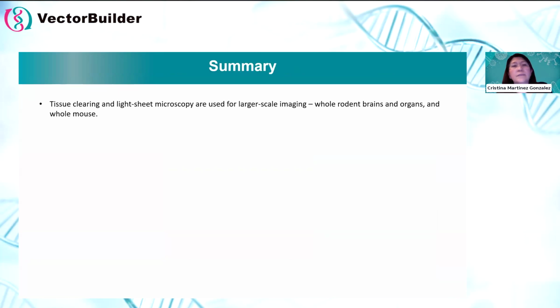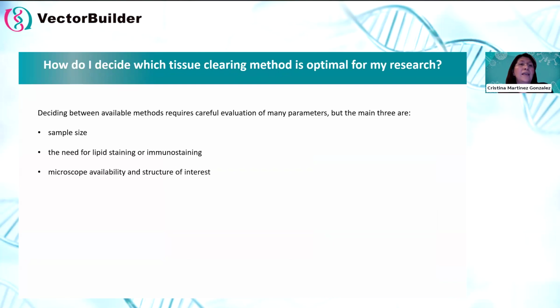So in summary, tissue clearing and light sheet microscopy is helpful for imaging large-scale structures such as whole brains, organs, whole mouse, etc. As I say, our RatDISCO, as well as every single tissue clearing protocol, can help you identify neuronal bodies, blood vessels, glia, etc.